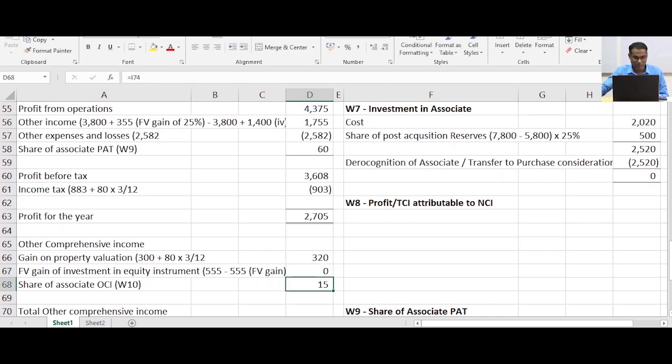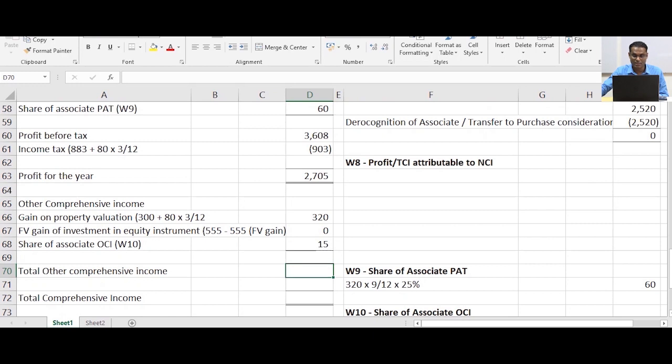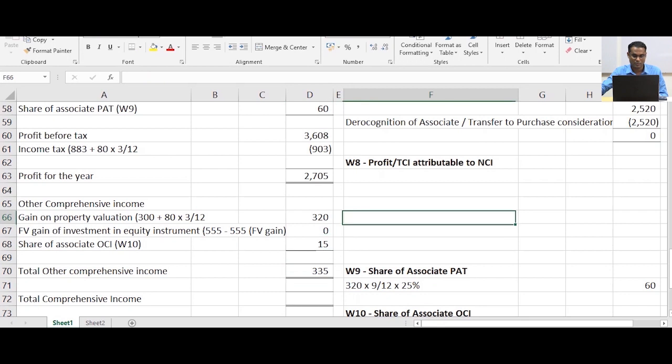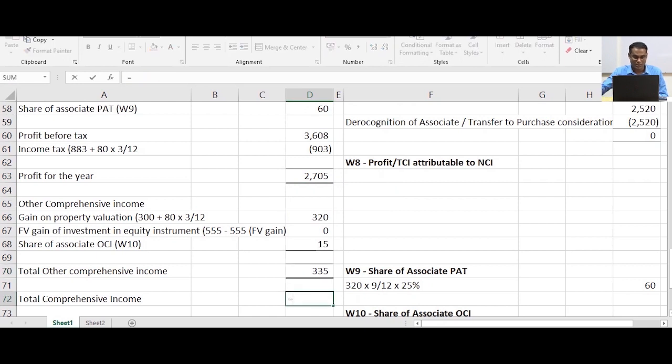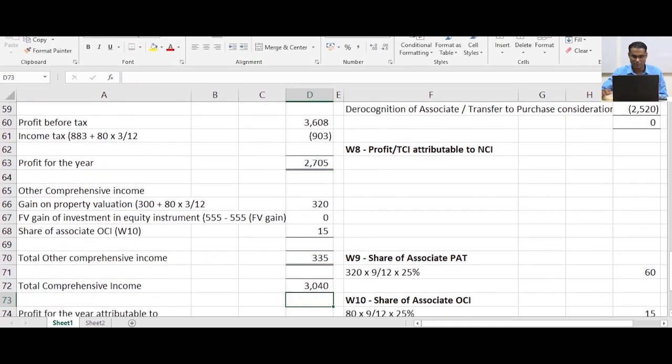So 320 plus 0 plus 15, the total of the other comprehensive income items, how much? 335. This is actually total other comprehensive income. This is the profit for the year 2705. Total other comprehensive income is 335. Then the total comprehensive income is the addition of profit for the year plus total other comprehensive income. 2705 plus 335, 3040. Okay, 3040.